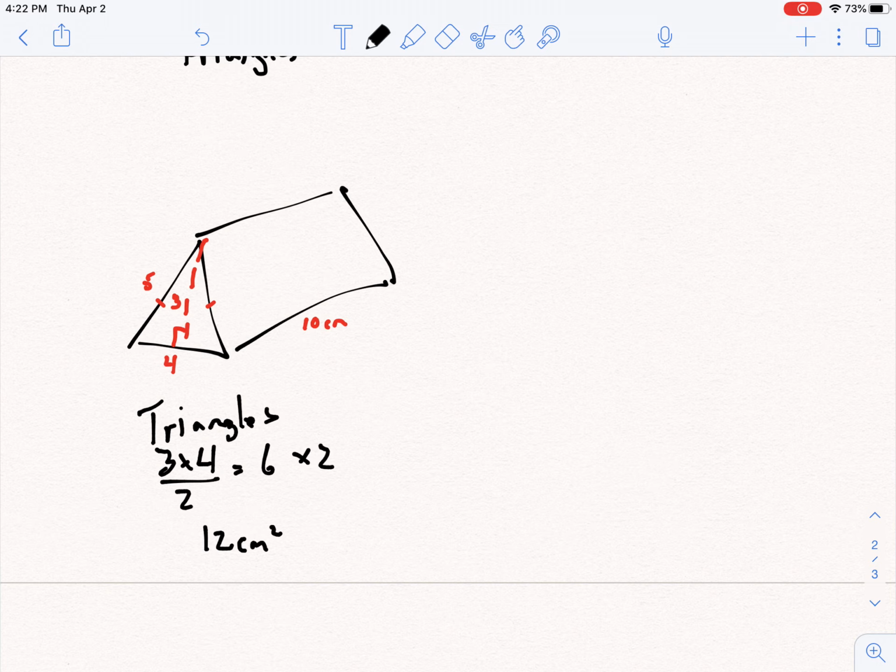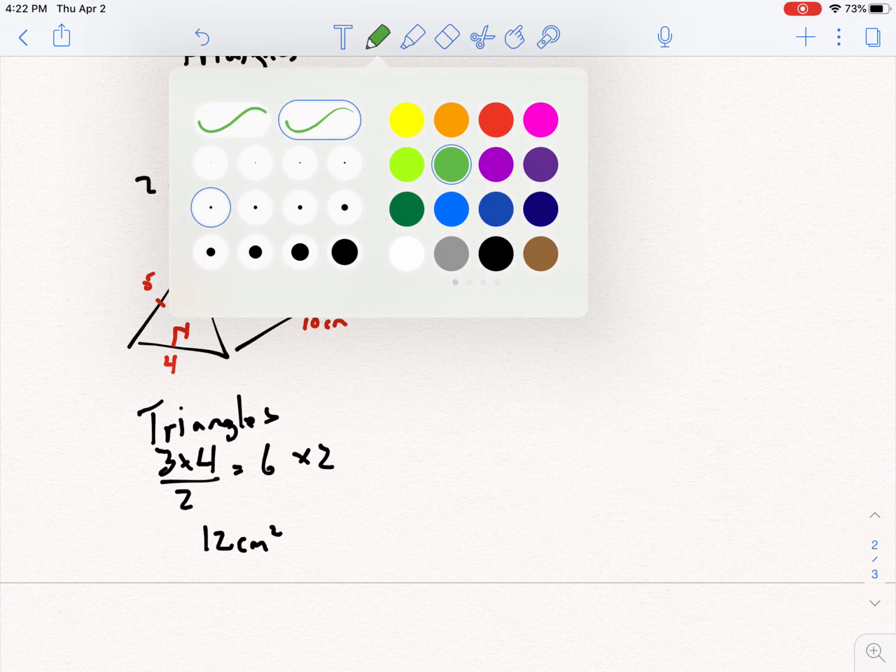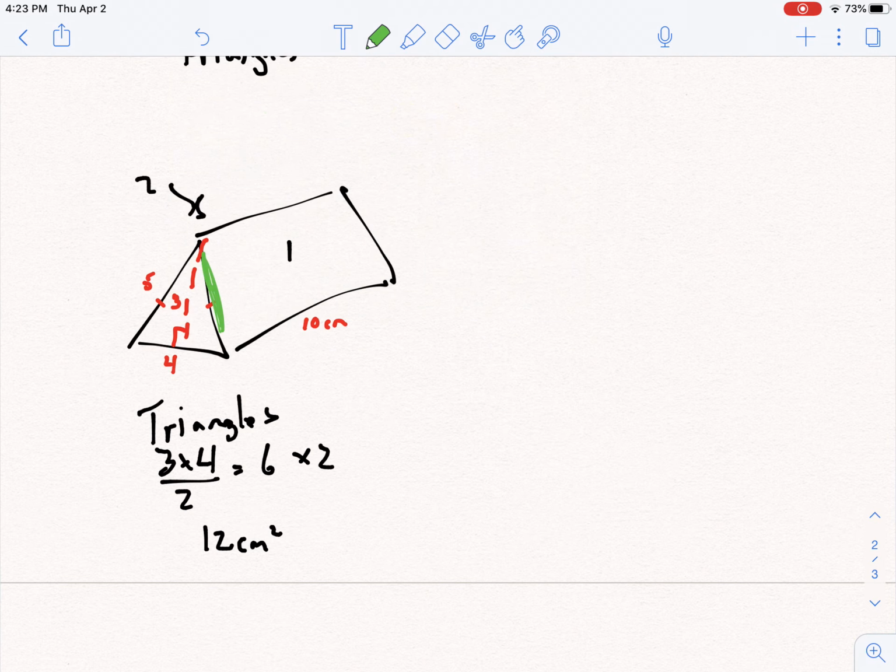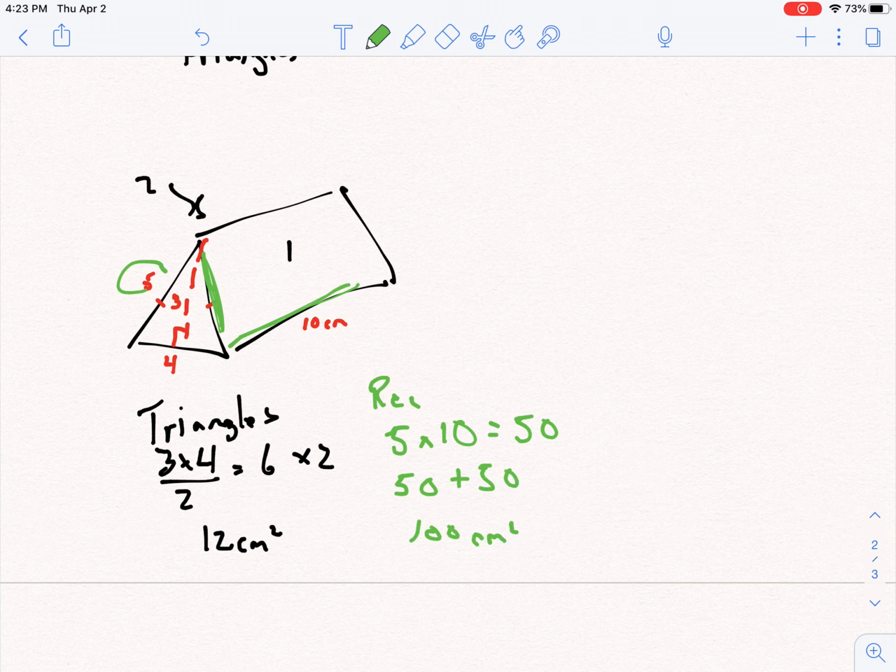Rectangle 1 and rectangle 2 on the other side are going to be exactly the same, because their side length right here is 5 on both sides, because this one's 5 as well, because it said that they were the same. So I can make them easy. I can actually go 5 times 10 equals 50. I have 2 of them because they're exactly the same. So this is 100 centimeters squared.